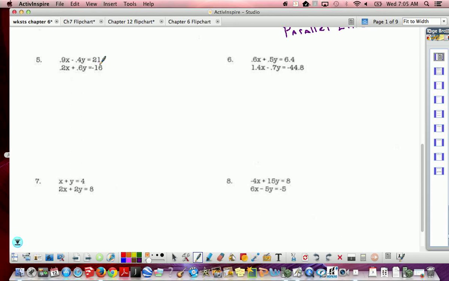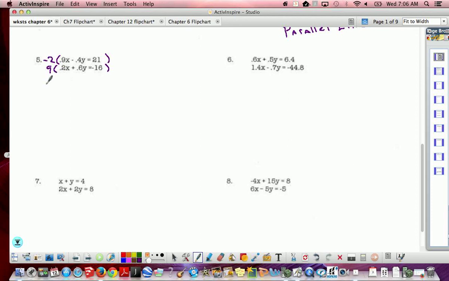But what I like to think myself here is I can ask myself, do I want to get rid of the x's or do I want to get rid of the y's? Well, 2 doesn't go into 9 nicely, 4 doesn't go into 6 nicely. So one of the things I can do, multiply this bottom equation by 9, multiply this top equation by 2. The only problem right now is this is 1.8 and this is 1.8. I need to make one of them negative. So just for fun, I'm going to make the top one negative instead.